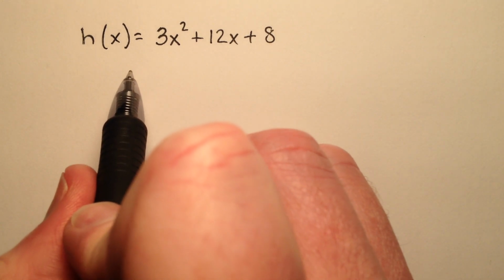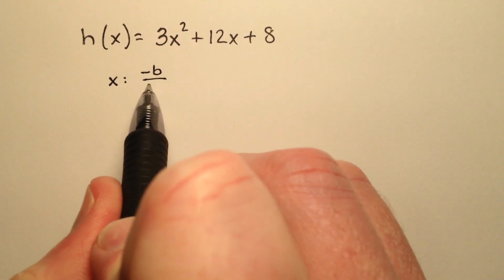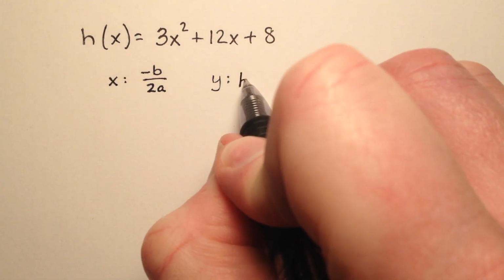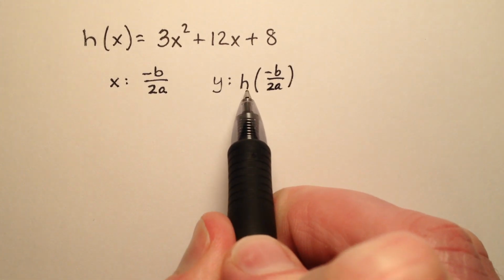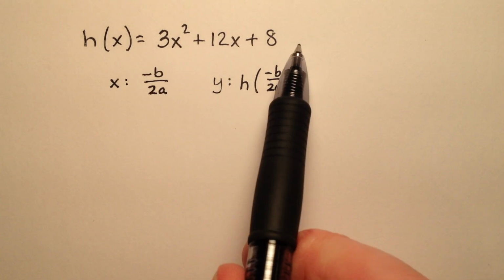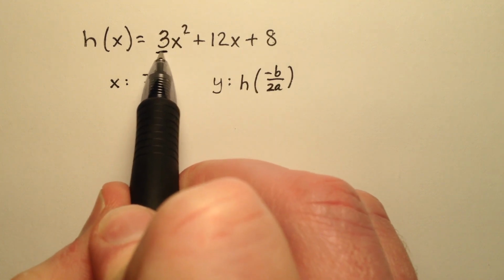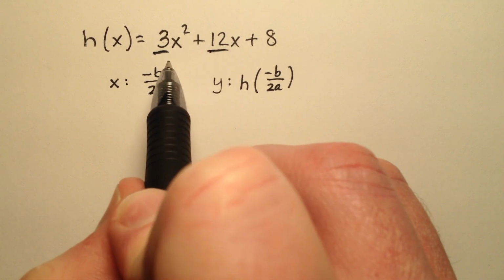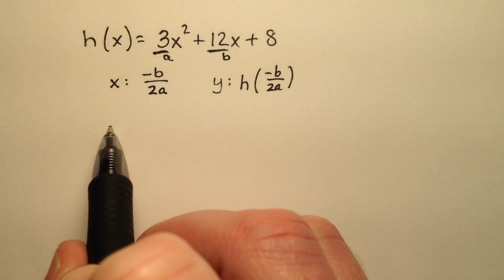So remember that in order to find the vertex, the x-coordinate is going to be the opposite of b over 2a, and the y-coordinate then is going to be what I get whenever I plug in that opposite of b over 2a into my function h. So recall that in standard form, ax squared plus bx plus c, my a is going to be my leading coefficient, and my b is going to be the coefficient of my linear term. So there's a and there's b. So let's go ahead and find this.